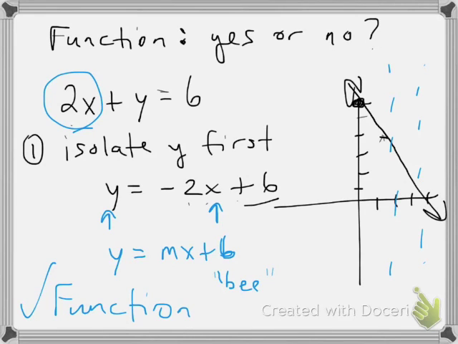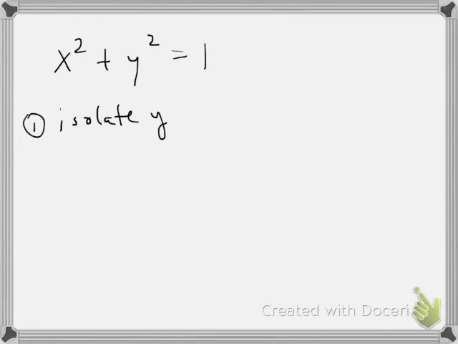Okay, let's consider a different example. All right, let's look at x squared plus y squared equals 1. All right, is this a function? Well, again, what did I say is step 1? Isolate y. Right? All right, so I'm going to isolate y. I'm going to subtract that x squared, and I have plus 1.